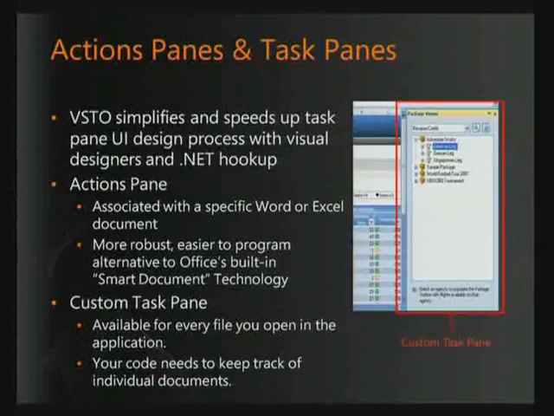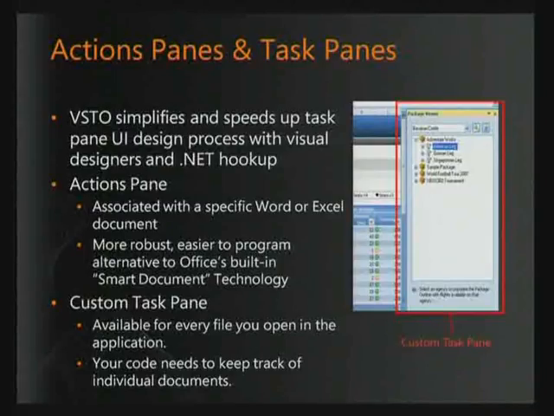So it's a two-step process. When the file gets loaded, it checks the registry. It says, I also need an add-in for this document. It checks the manifest, and then it finds out exactly where it needs to find the DLL that's associated with this spreadsheet or Word document. And then it loads up my Actions pane.